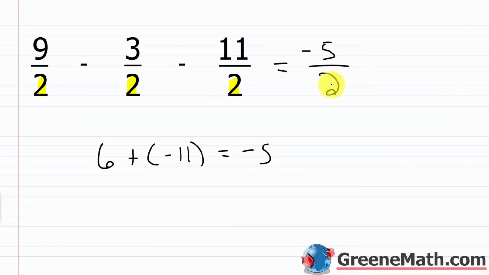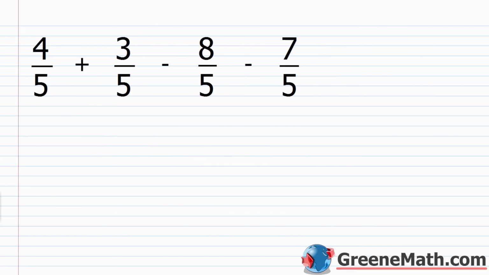And again, we're looking to simplify. Well, 5 is a prime number, and so is 2. So there's nothing we can really do. This is as simple as it's going to get. So our answer here is just negative 5 halves. All right, let's take a look at 4/5 plus 3/5 minus 8/5 minus 7/5.